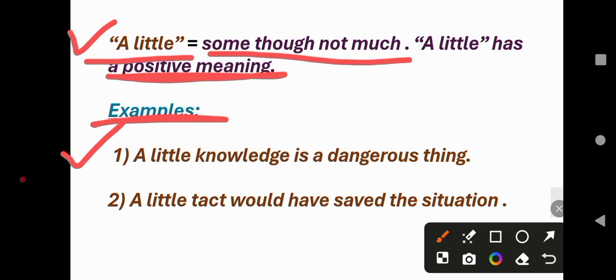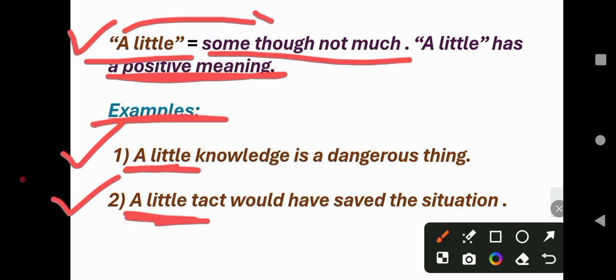The first example is a little knowledge is a dangerous thing. In this sentence, a little implies that even a small amount of knowledge can be problematic if not properly understood or applied. And the second example is a little tact would have saved the situation. In this sentence, a little implies that even a small amount of tact or diplomacy could have made a significant difference in resolving the situation. So remember that a little implies not too much. It suggests that even a small amount can be beneficial or useful.